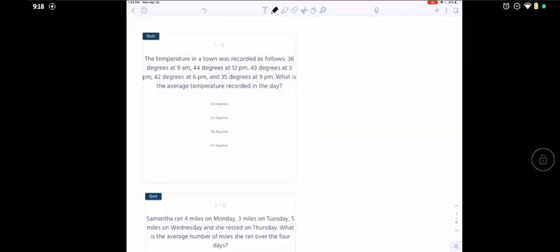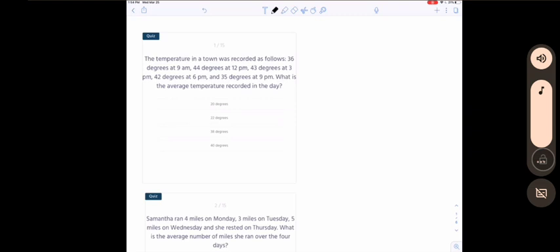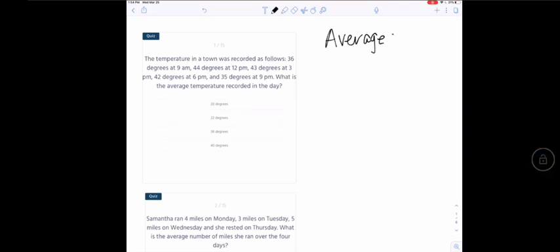So I'm going to go over this quiz with you. This is on averages, okay? So just to review averages, we find them by adding everything up. So let's pretend we have x plus y plus z. We divide it by how many there are, and this gives me the average.